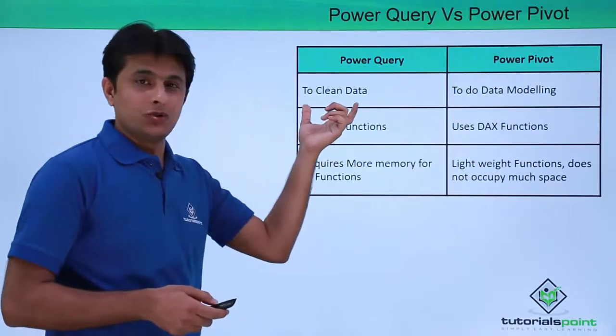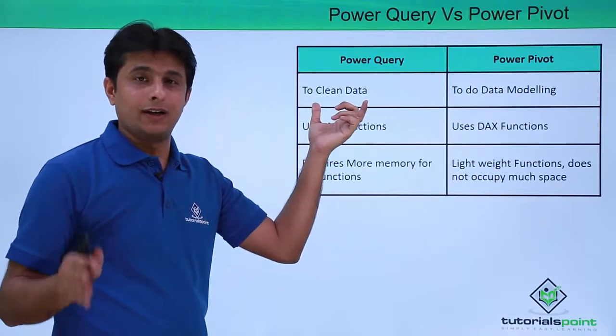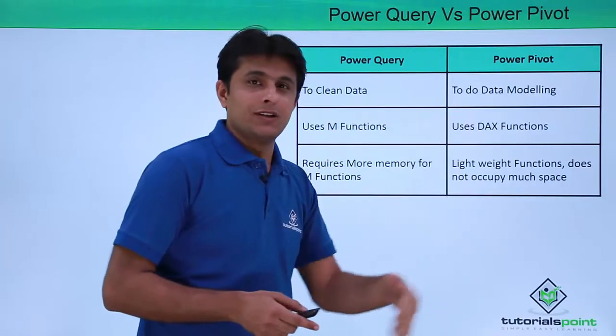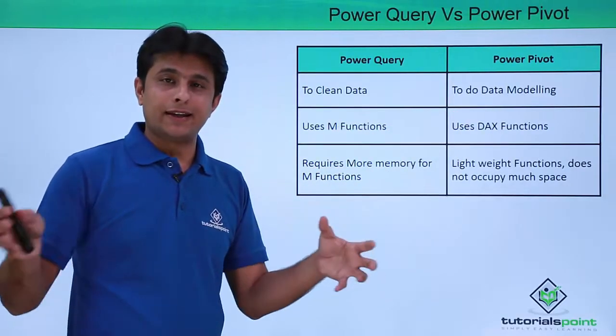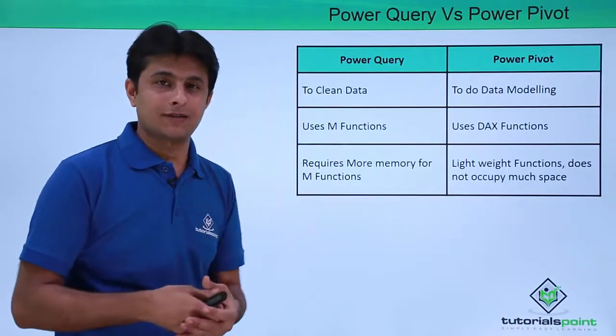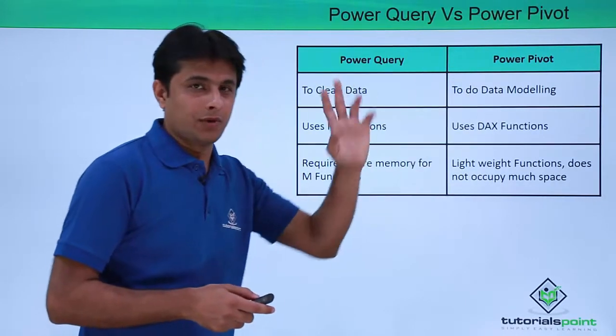Power Query is used when you want to clean the data. When you get unclean data, you should go through Power Query only. Whereas Power Pivot is mostly used for data modeling, connecting different data sources, creating relations and working on charts and reports. So data modeling can be done here.